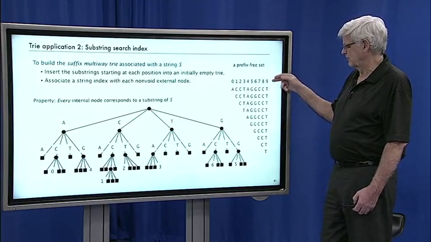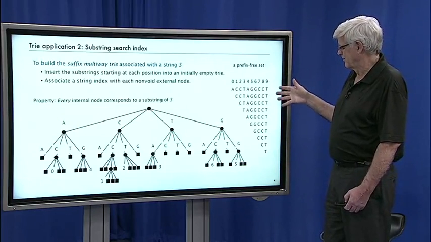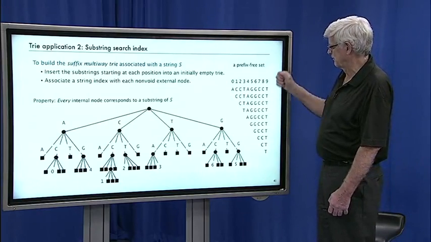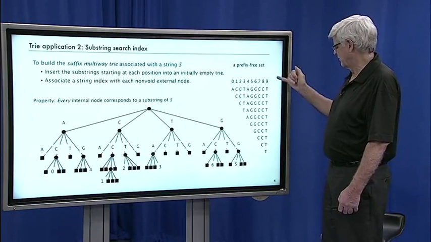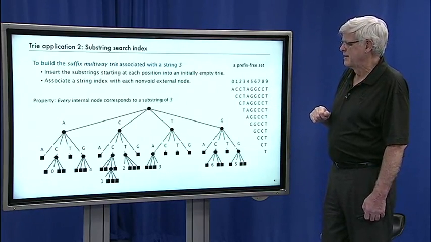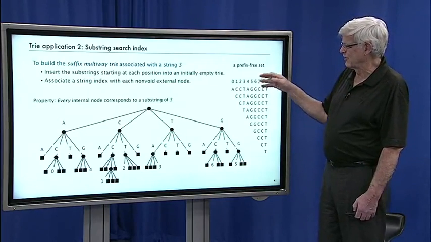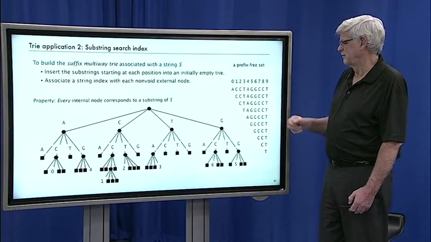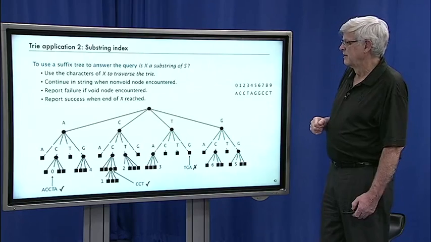Now notice that's prefix free. None of these is a prefix of another because they're all different lengths. It's a prefix free set, and we have them all end with a character that isn't found anywhere else in the trie. So then the idea is that every internal node of this trie corresponds to some substring of our original string.